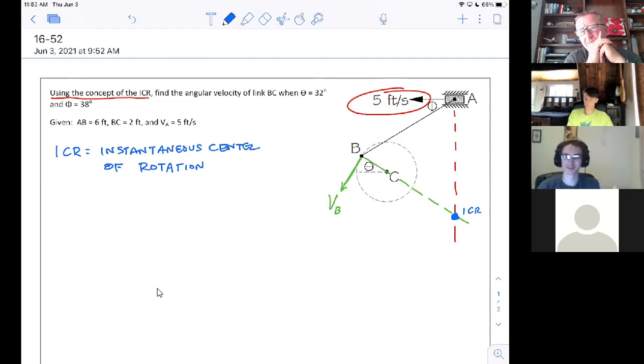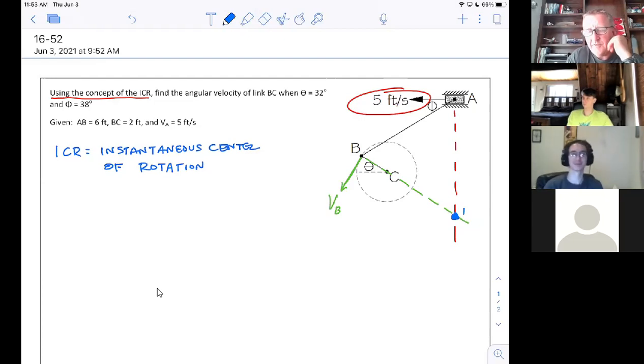Does that do any good? What's the purpose of that? Or like, why would that help us? I'm just going to call this I for a second, since that's an easier letter to write. You find how much of that 5 feet per second translates to rotating around our little circle. We know that the same velocity has to be experienced on the other end of the stick.